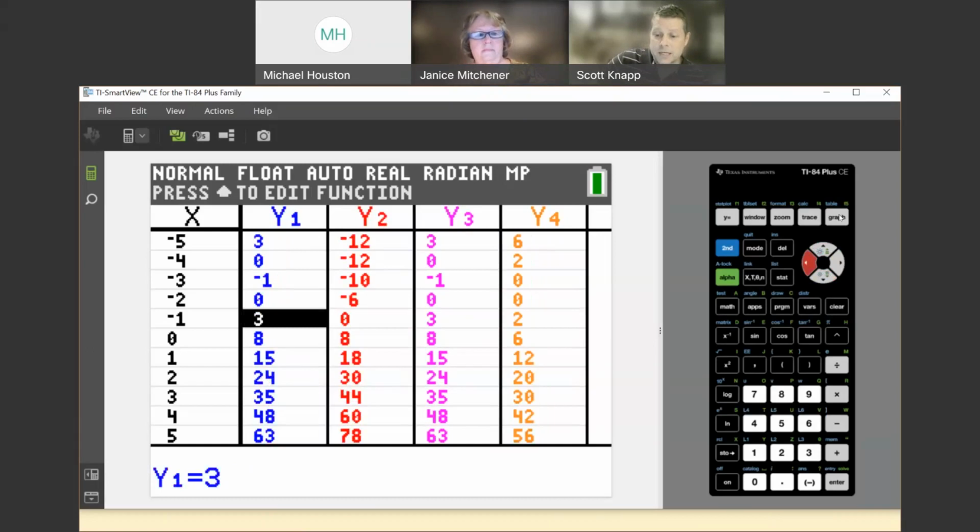Now, what's interesting is that if you take a look at when x is 0, y1, y2, and y3 are all the same output. And that could provide an interesting discussion as well, because even though the original expressions aren't equivalent, they are for certain x values. Okay, so again, a numeric view of this.